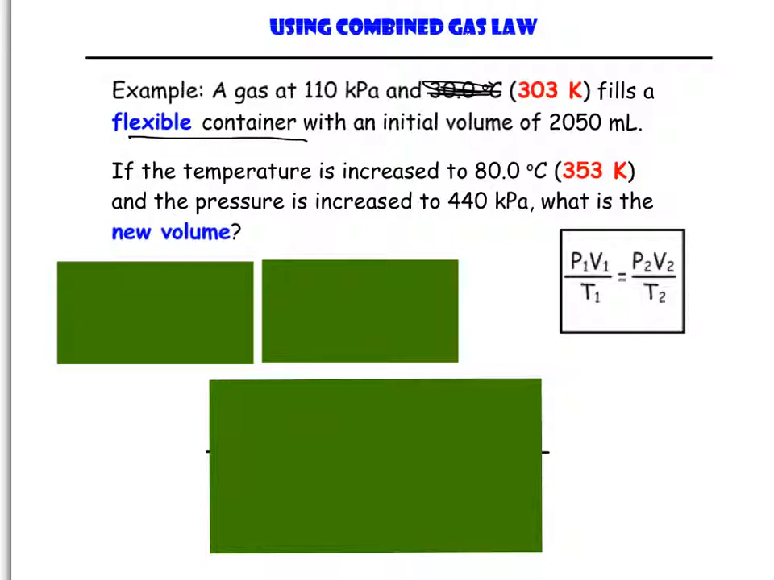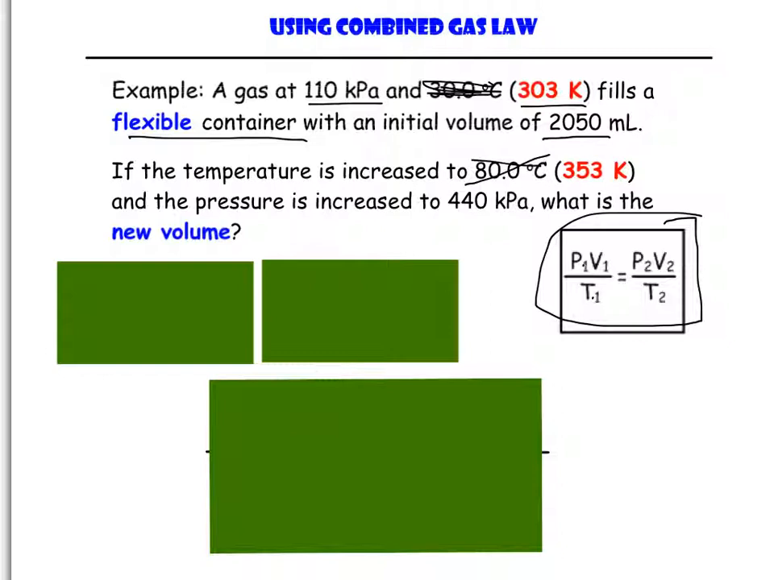And so, if we look at this, we have a pressure of 110 kilopascals, temperature of 303 Kelvin, and a volume of 2,050 milliliters. Now we're saying if the temperature has increased to 353 Kelvin and the pressure is increased to 404 kilopascals, what is the new volume? Well, this is the first time we have actually been provided a pressure, volume, and temperature.